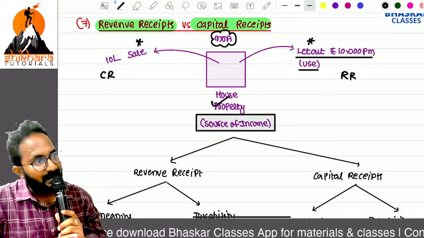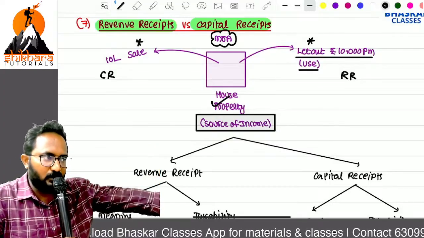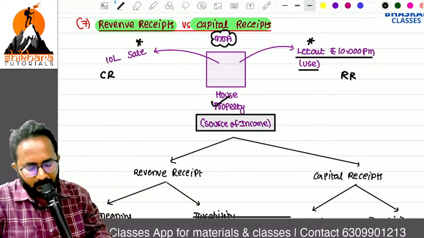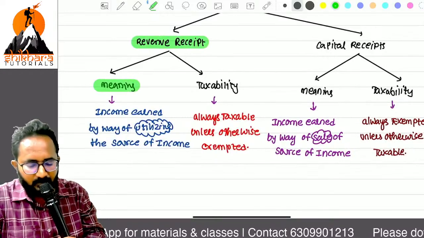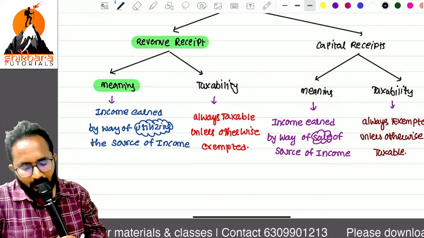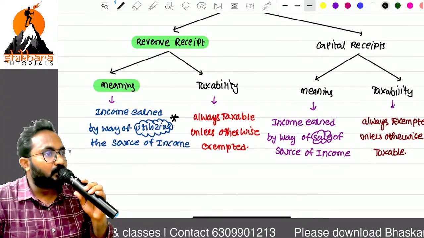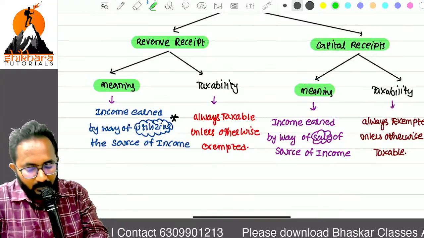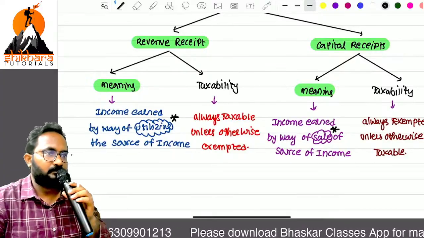Now capital receipt. Source of income using, that is revenue receipt. Source of income selling related, that is a capital receipt. Now simple example: revenue receipt meaning, please read, income by way of utilizing the source of income. Capital receipt meaning, please check, income by using the sale of source of income.